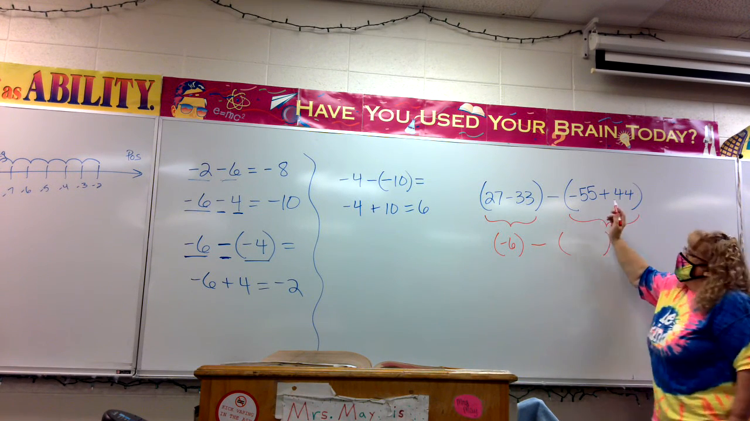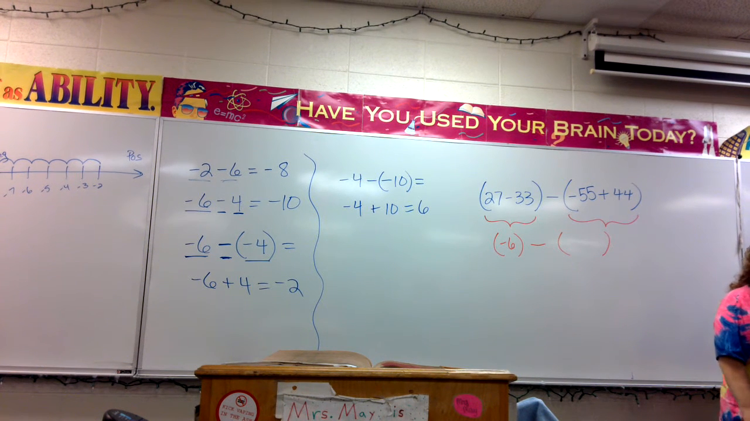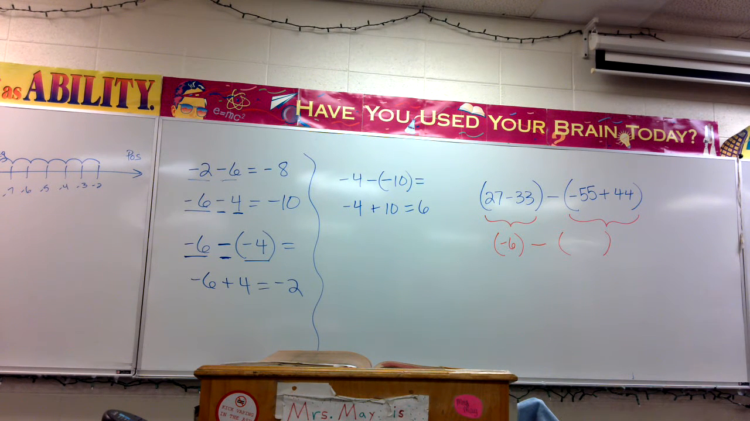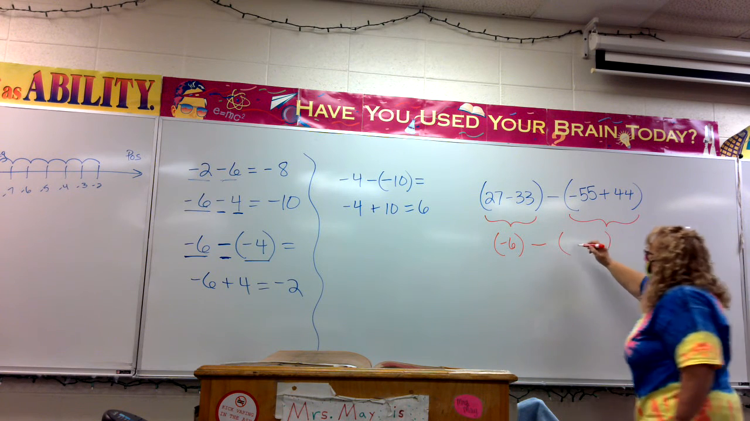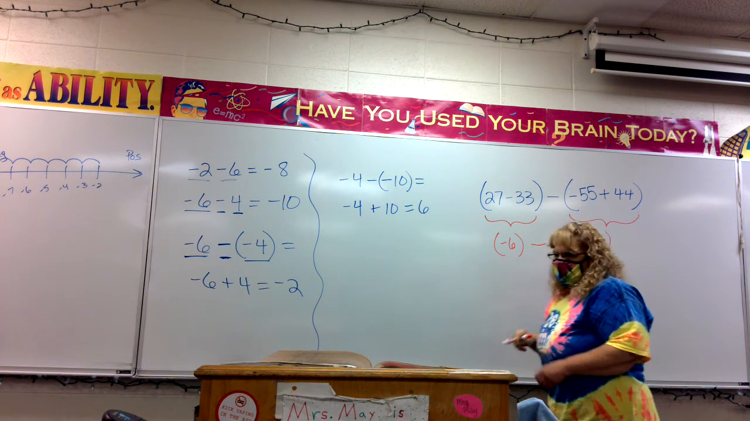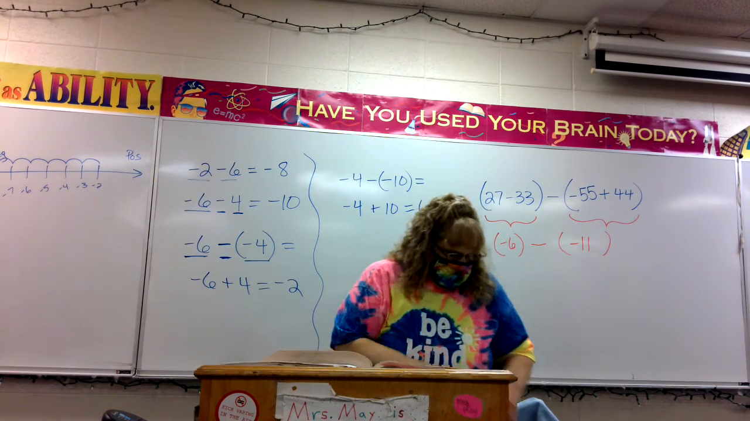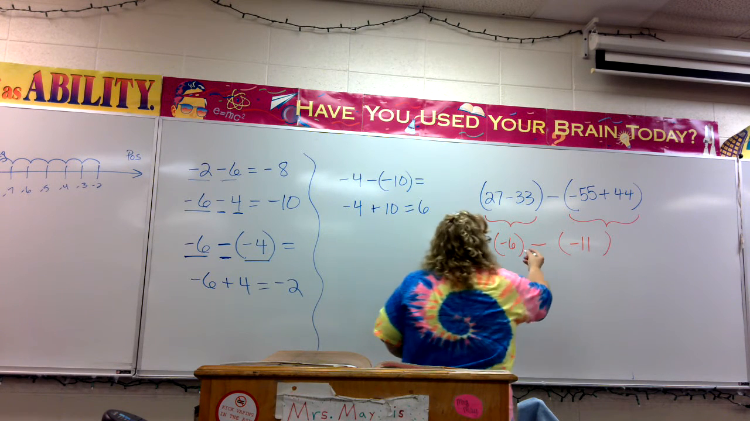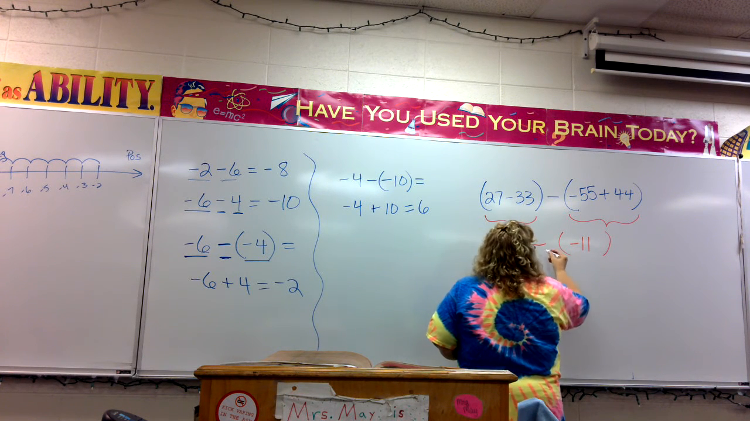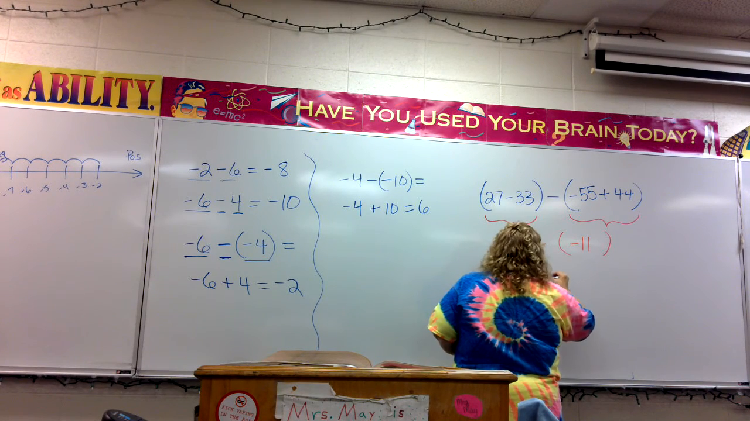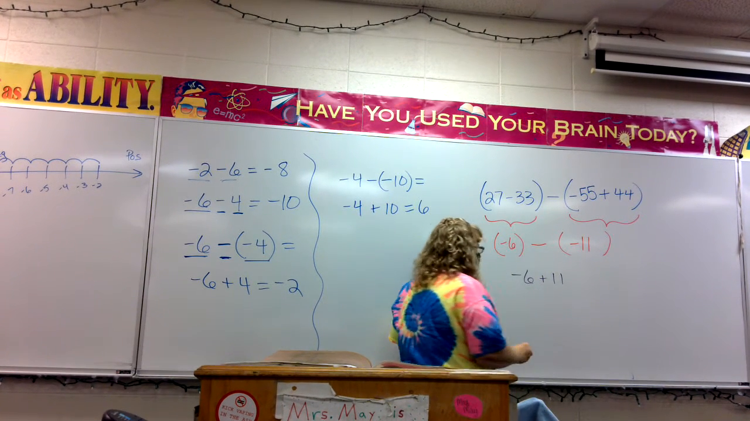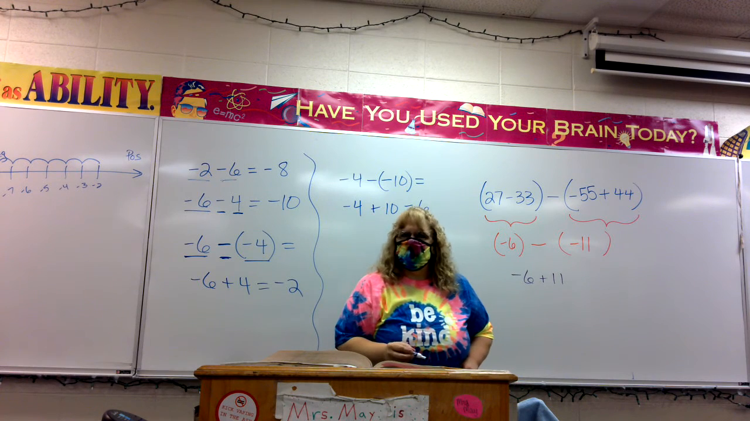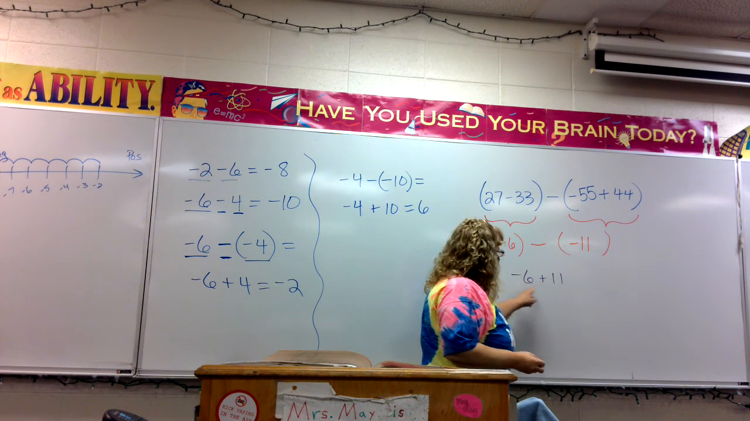What do I get for this one? Negative 55 plus 44. Get your calculator out. Right. I hear a negative 11 being whispered. But now I am subtracting a negative. Subtracting a negative is like, so negative 6 and a positive 11. You could think of that as 11 take away 6.